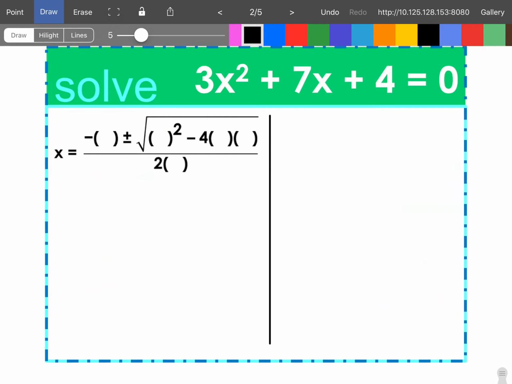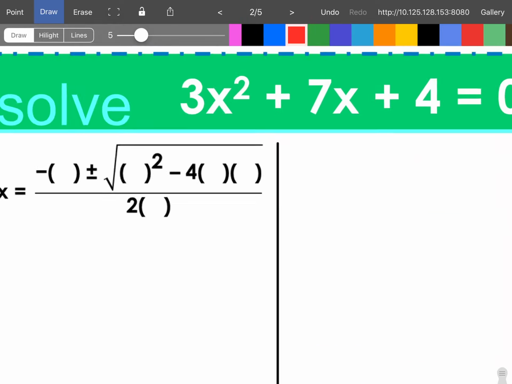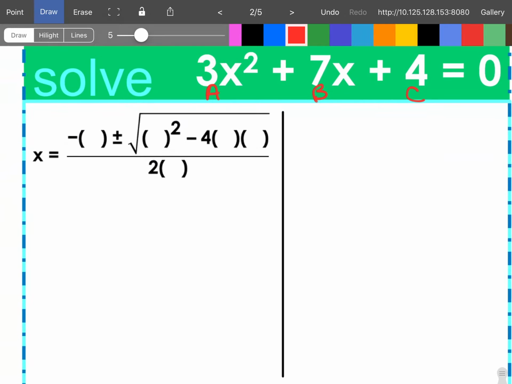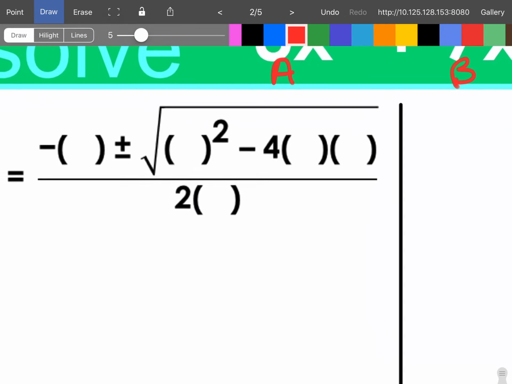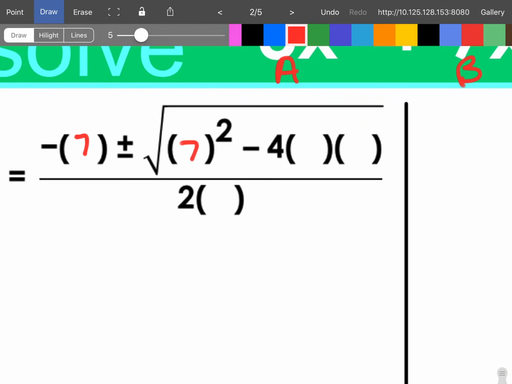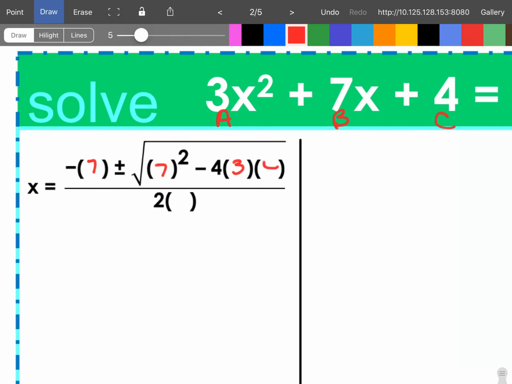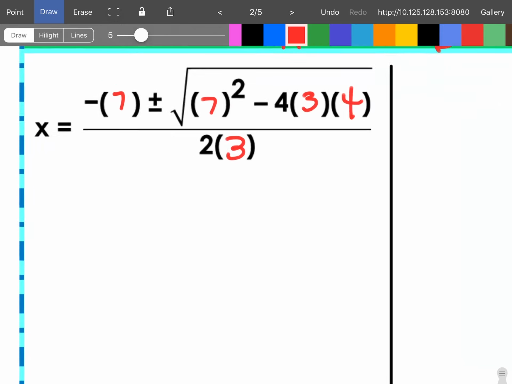Take a minute and write down the equation at the top. All right, let's label our A, B, and C. So our A is 3, our B is 7, and our C is 4. So we're going to plug those in. So B is positive 7, so that goes here. Our A is 3, and our C is 4, all divided by 2 times A, which is 3.